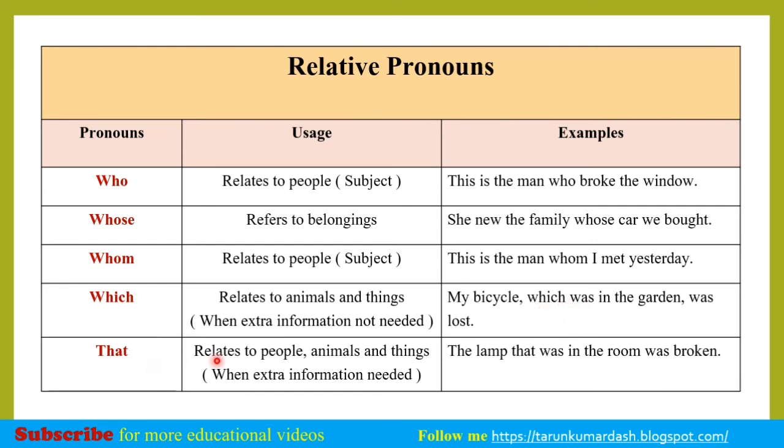That relates to people, animals, and things when extra information is needed. Here, the lamp that was in the room was broken. So somebody can ask you a question. Which lamp was broken? We can say that lamp which was in the room. So we should use that here: the lamp that was in the room was broken, because this information is needed for us. It is essential information for us.